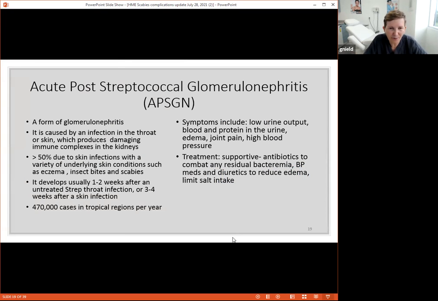So, what is this type of glomerulonephritis? It is caused by an infection in the throat or the skin, and it produces damaging immune complexes in the kidneys. So more than 50% are due to skin infections with a variety of underlying skin conditions, such as eczema, insect bites, and in this case, we're discussing scabies. And it develops usually 1 to 2 weeks after an untreated strep throat infection, whereas it can take 3 to 4 weeks to develop after a skin infection. And there are almost 500,000 cases in tropical regions per year.